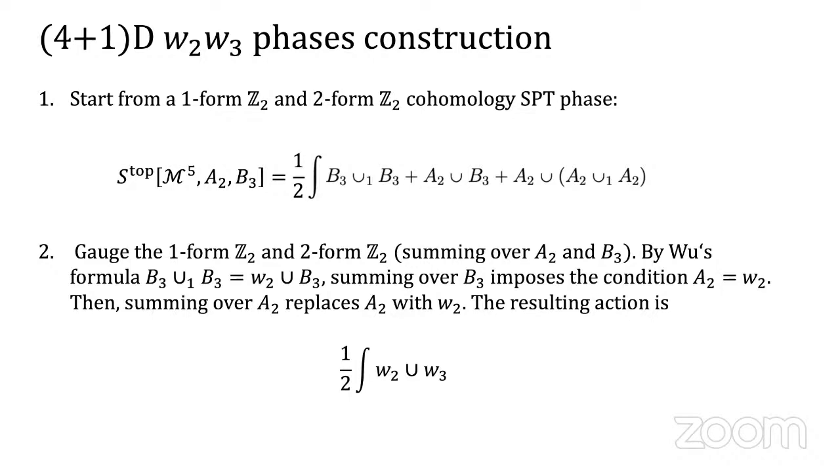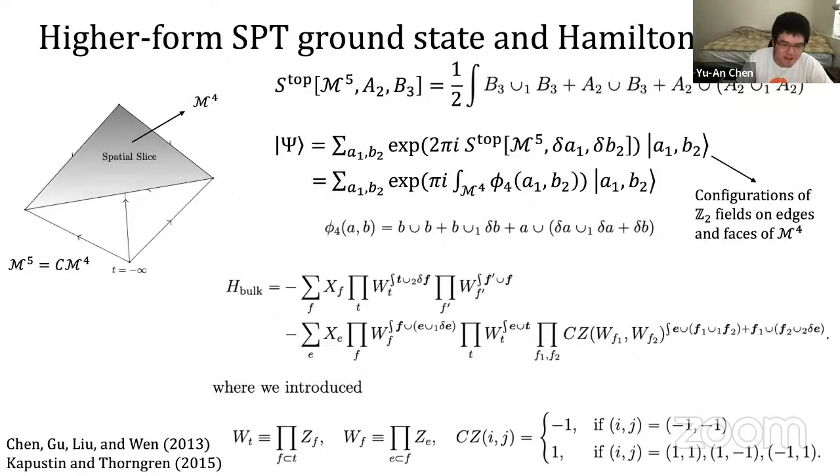Okay, due to the time constraint, I don't want to go into the detail, but the message is that the higher form SPT is just like a bosonic SPT. So the construction is very similar to the Chen-Gu-Liu-Wen bosonic SPT for zero-form symmetry. The basic idea is that when we write down some action, it defines some five-manifold. And if this five-manifold has some boundary, which in this case is the spatial slice, we call it M4, and the five-manifold is just the cone of M4. We can evaluate this action on this open five-manifold, and this gives you the wave function amplitude for different configurations.